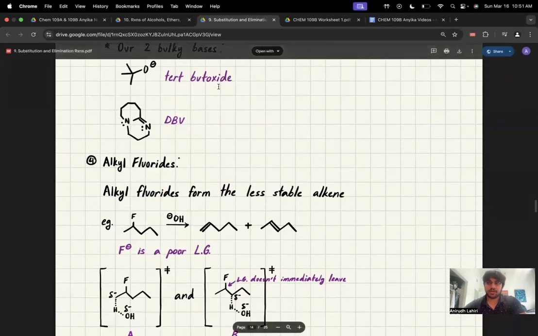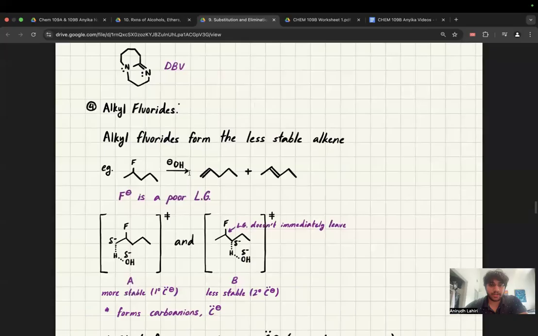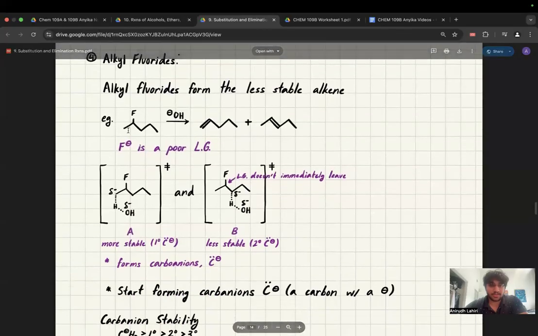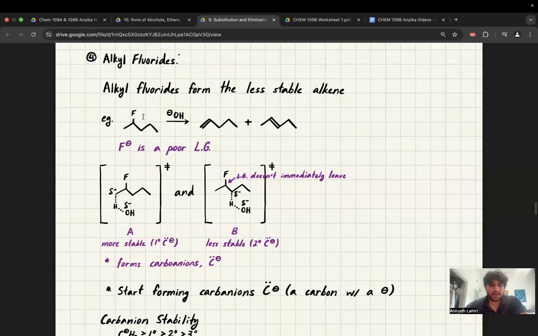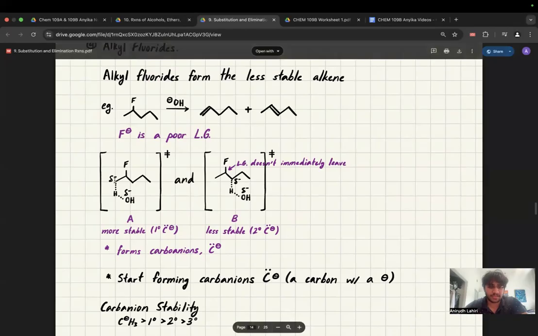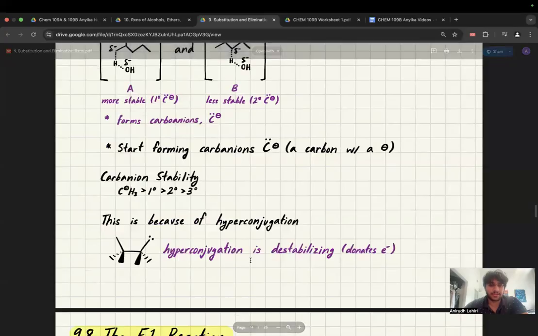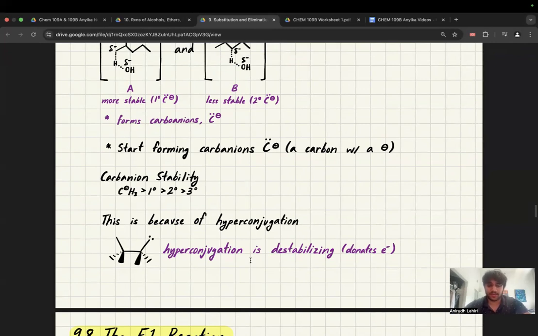Okay, alkyl fluorides. This is what we talked about earlier. Alkyl fluorides react a little bit differently than the rest of the halogens. Alkyl fluorides will form the less stable alkene, and that's because they're really, really bad leaving groups. So they don't immediately leave. They're effectively going through a quasi-carbanion state, and we know that carbanions actually prefer to be on the less substituted position, right? Because hyperconjugation says that we donate electrons to the corresponding carbons adjacent to us. And if we already have extra electron density, we don't want even more electron density, right? We want as little as possible because we have a surplus.